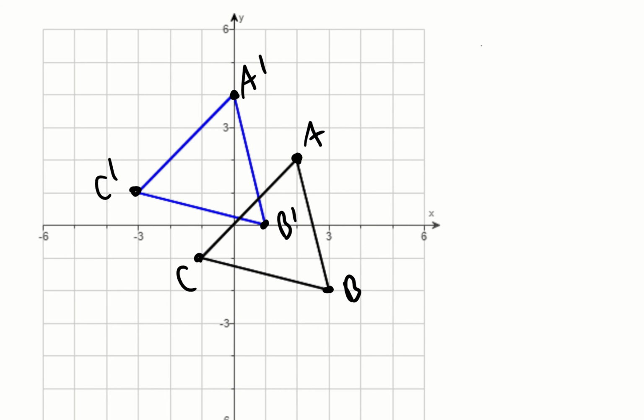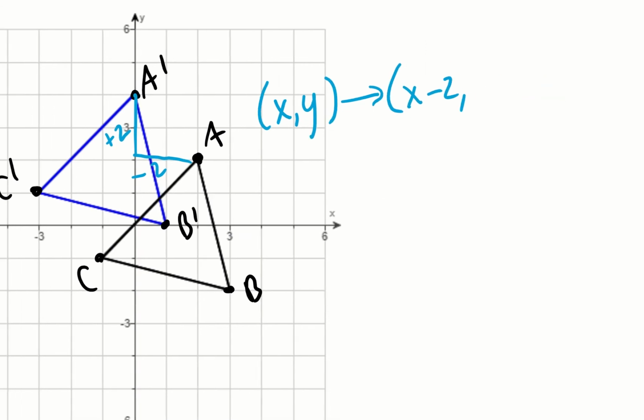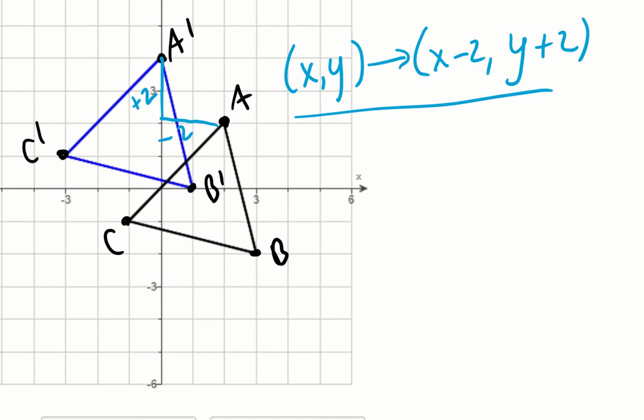And so if I move it over, 1, 2, that's 2 to the left, and then 1, 2, that's 2 up. Okay, so my translation rule is I take my original xy and I subtract from the x to go left, and then I add to the y to go up. Okay, so that's my transformation rule.